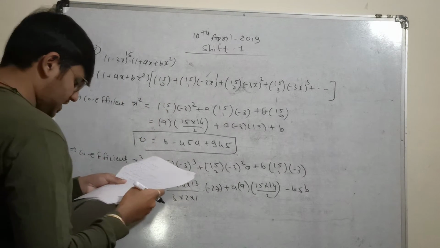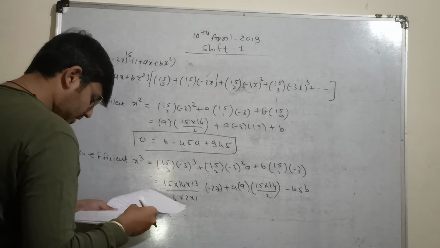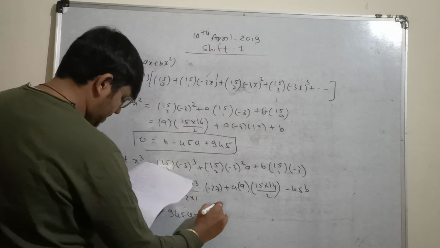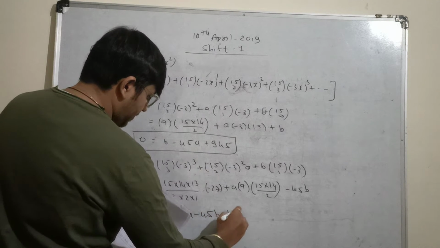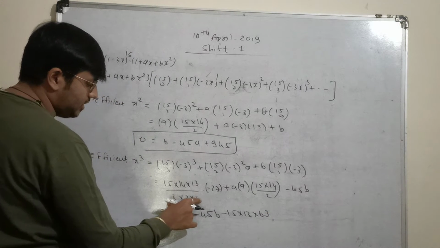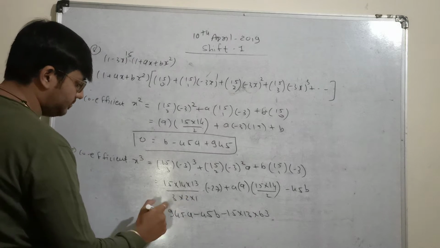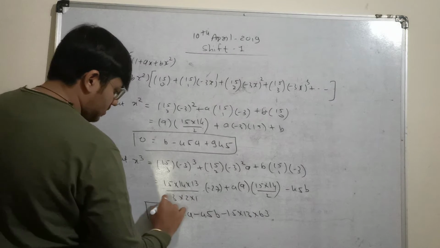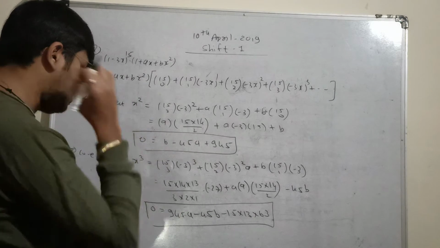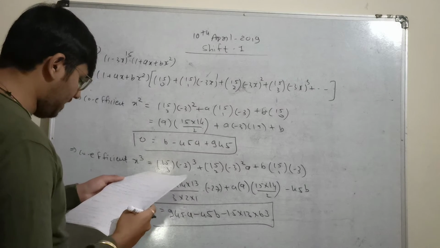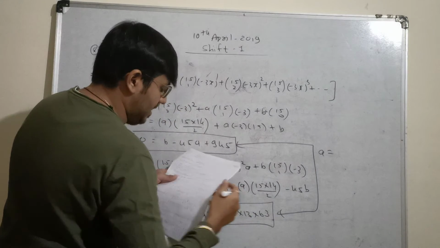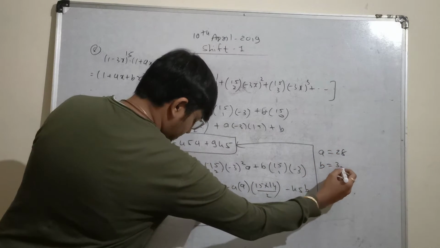So I'll get the equation as 945a minus 45b and minus 15 into 13 into 63. I'll get 15 into 13 into 63 by using this, right? And this is also equal to 0. Now I'm not going to solve this because it will take much time. So by solving these two equations, we will get the value of a as 28 and b as 315.